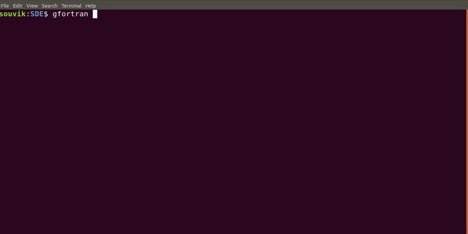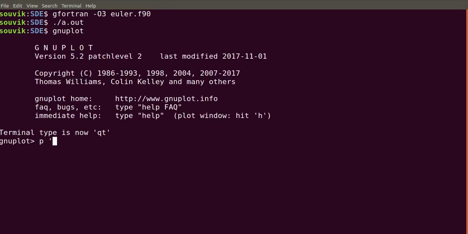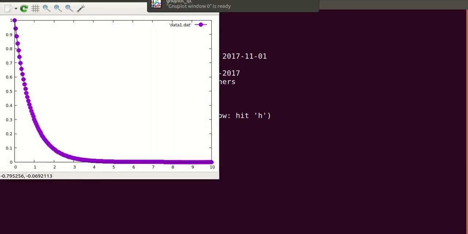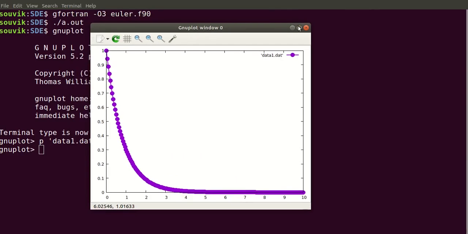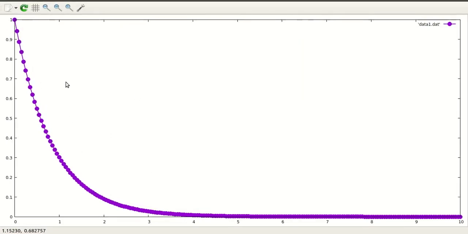So gfortran -O3, which is the compilation flag, then Euler and ./a.out. Let me plot it first for you. I'll be using gnuplot to plot data 1 with lp, line width 2, point type 7, point size 2. So you see, you will get an exponentially decaying solution, as you can see here. Right? So your solution is exponentially decaying.